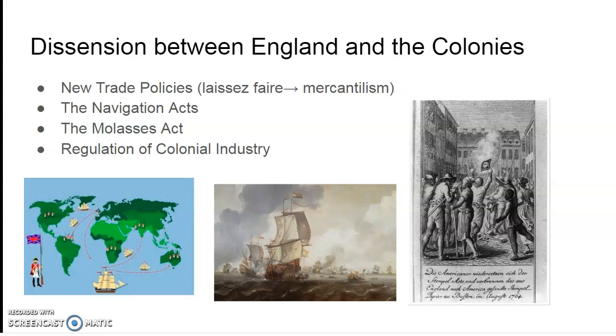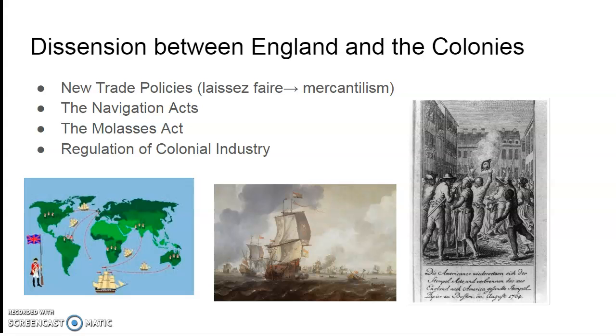Now, the Molasses Act was not seriously enforced by the colonists, but if it had been, it would have really hurt the colonial economy. So what the colonists did was they just smuggled these products that they wanted, the molasses, the rum, and the sugar. They smuggled it into the colonies.